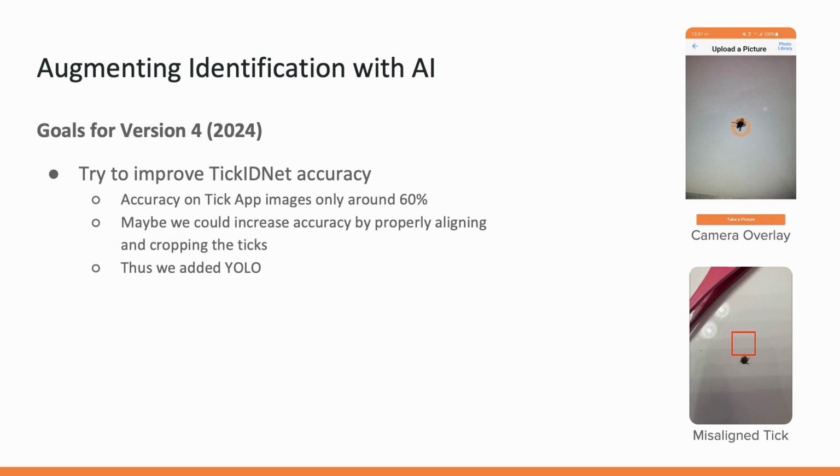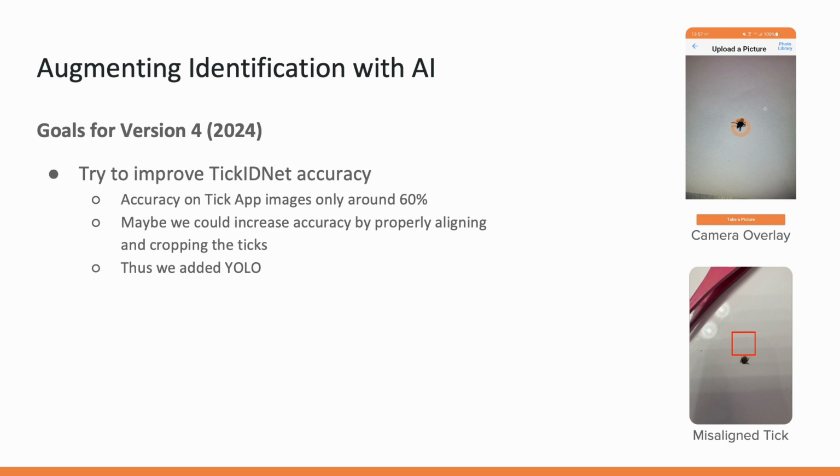After looking at the data, we found it to be mostly caused by how the images were cropped and fed into TickIDNet. TickIDNet only takes in images that are 224 by 224 pixels. Since most pictures are higher resolution than that, we came up with a simple algorithm. Since we had the camera overlay, we hoped that people were aligning the ticks within the overlay's circle and simply cropped out the center of each picture and fed that into TickIDNet.